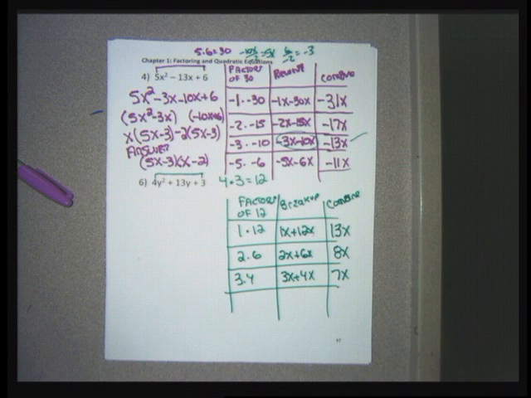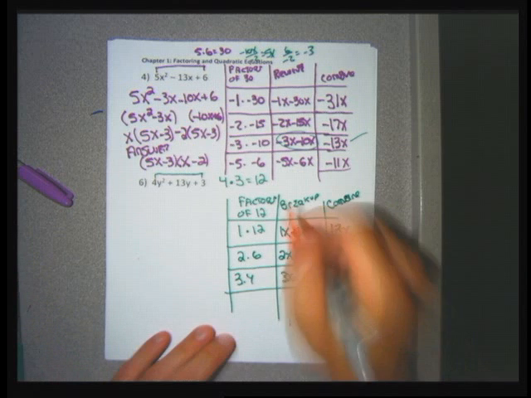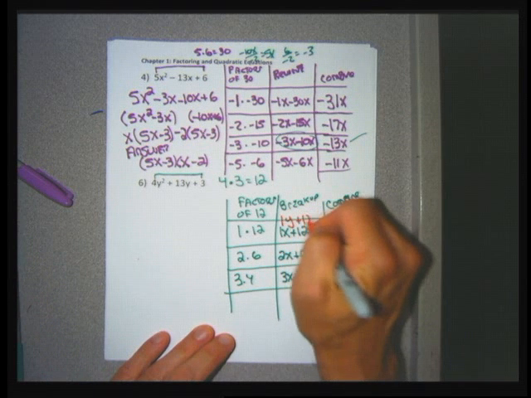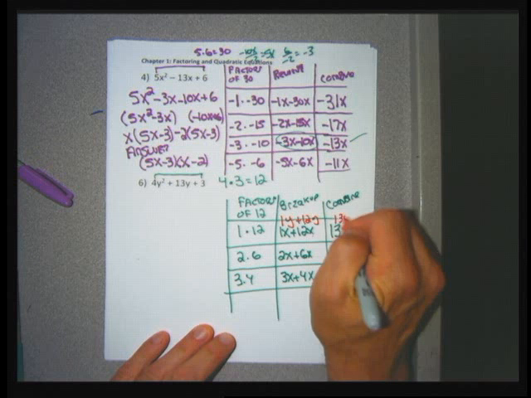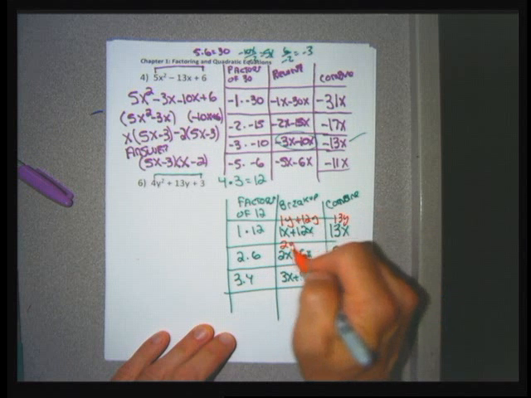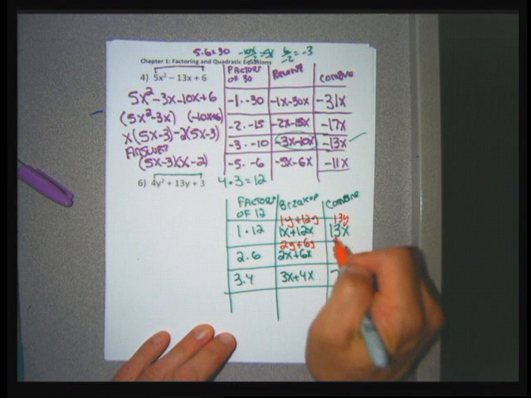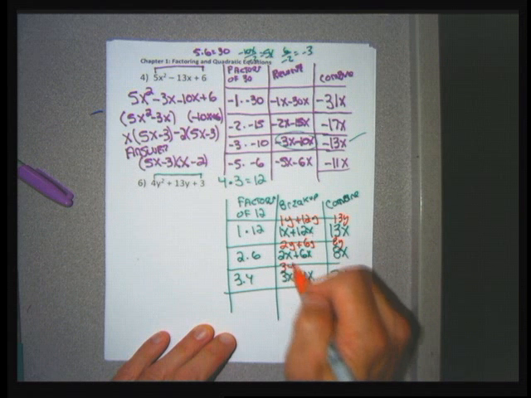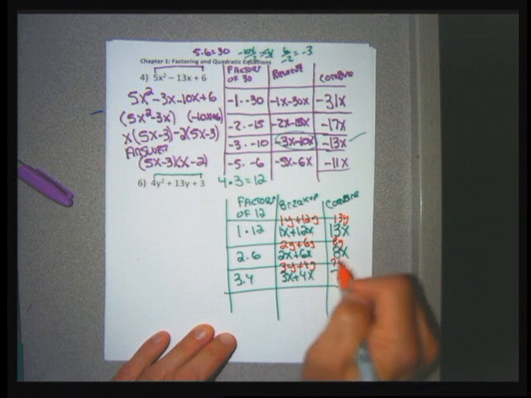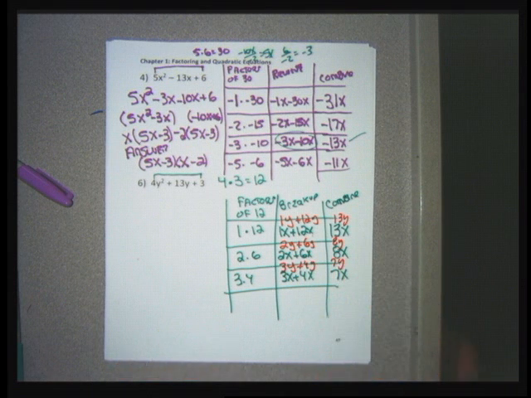So in this setting, I messed up, I should have been using y's. I should have written 1y plus 12y is 13y. I should have written 2y plus 6y is 8y, and 3y plus 4y is 7y. You really should stick with the letter that's in the problem.